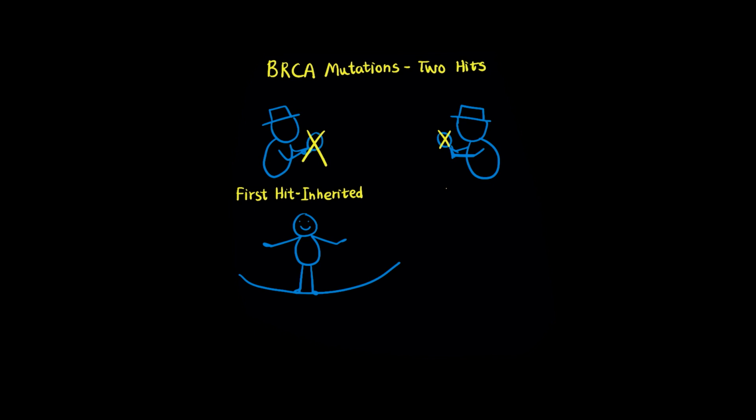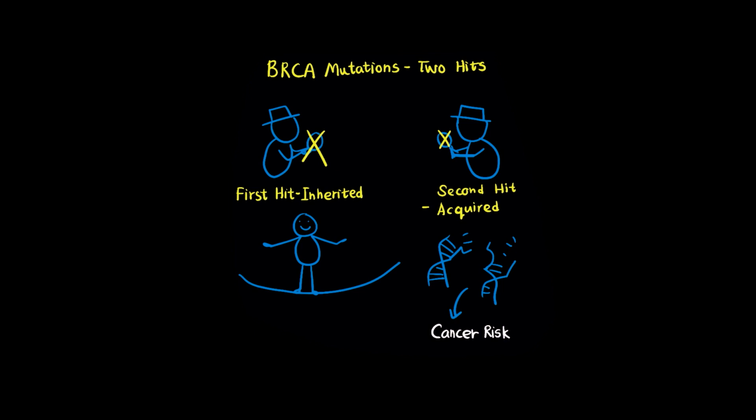All it takes is one more mutation in that remaining good gene, a second hit from environmental damage or random copying errors, and you've lost both inspectors. Without these guardians, DNA damage accumulates unchecked, leading to cancer. This explains why BRCA mutation carriers have increased risk but not certainty of cancer. They need that second hit. It's not a single gene determining fate, but a two-step process.